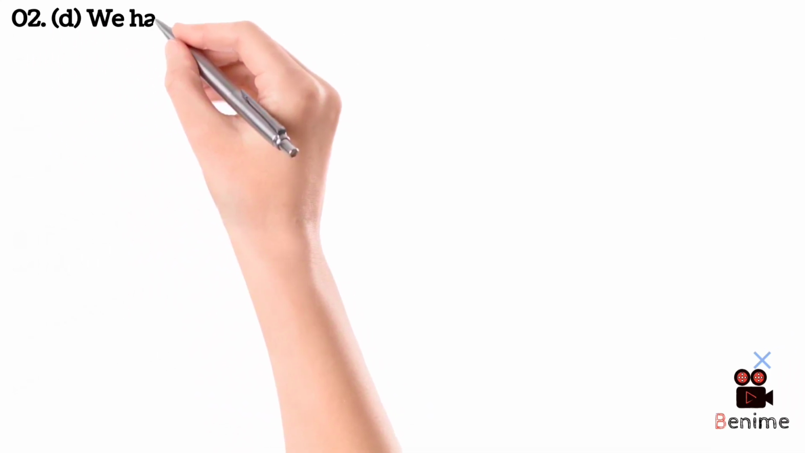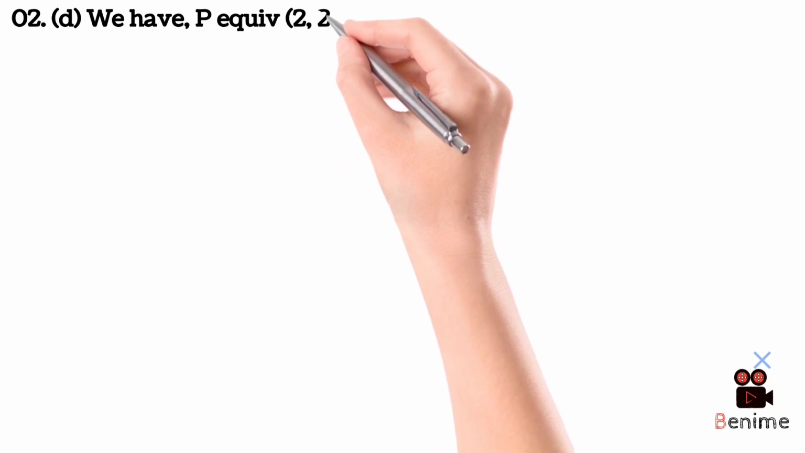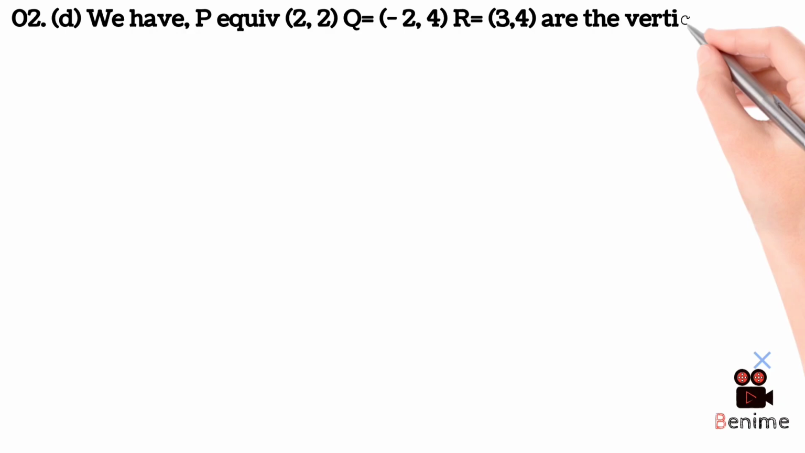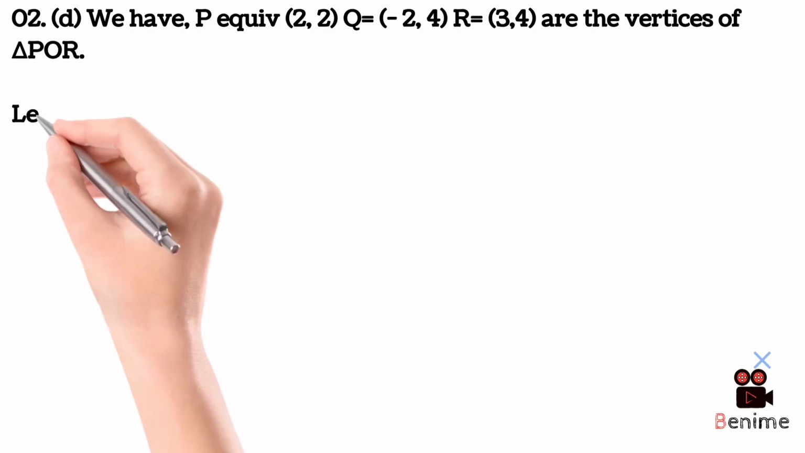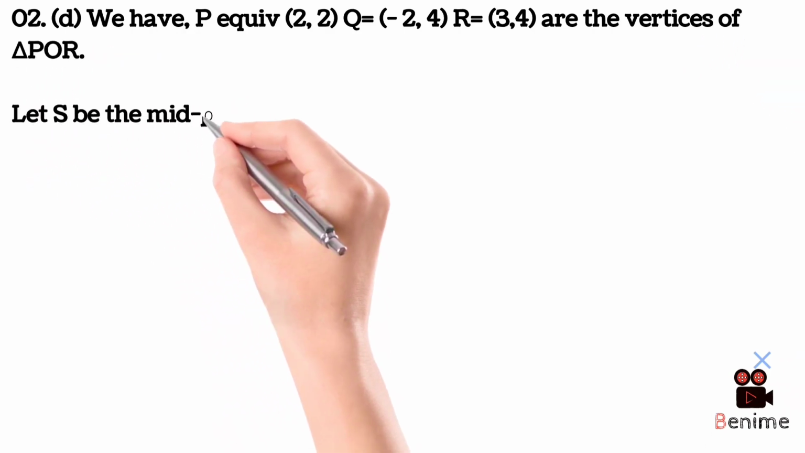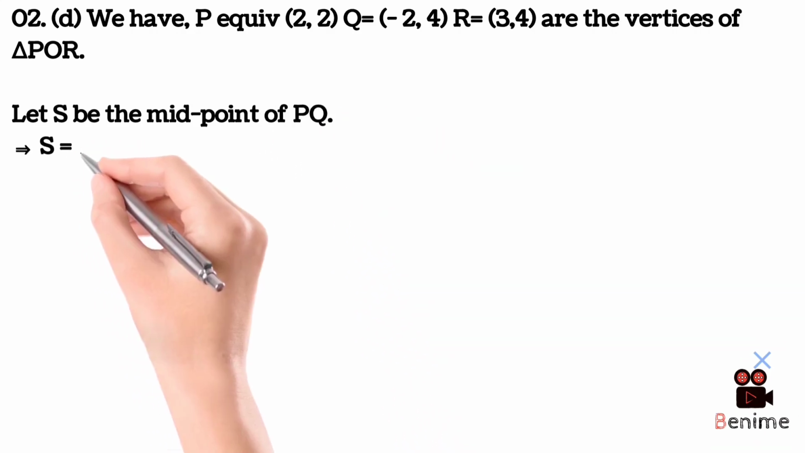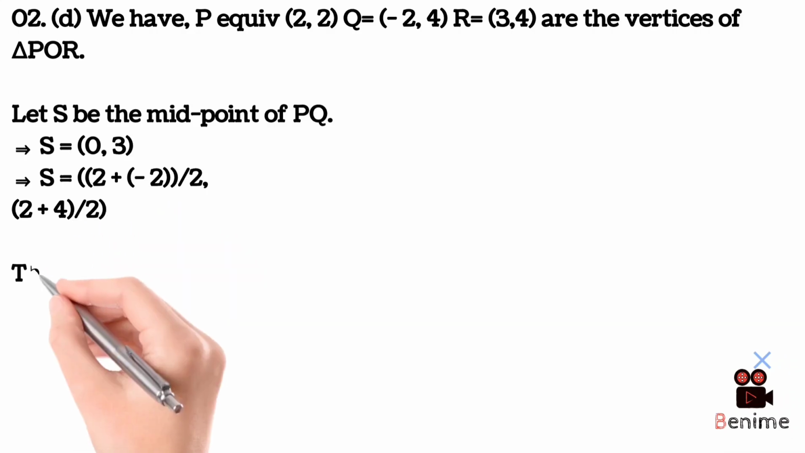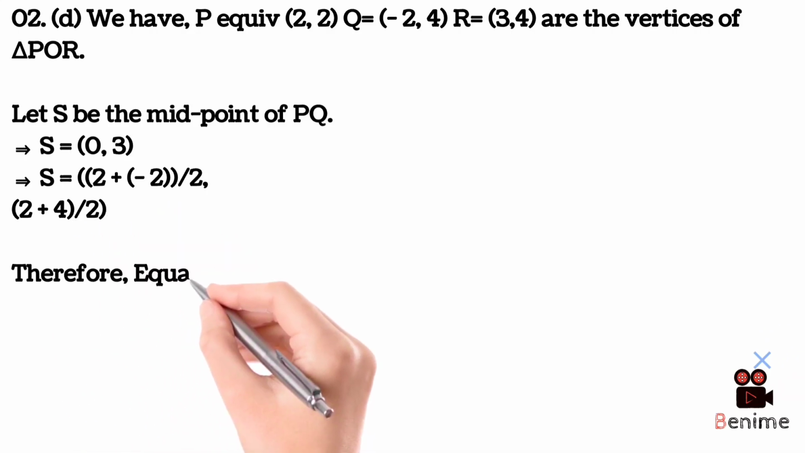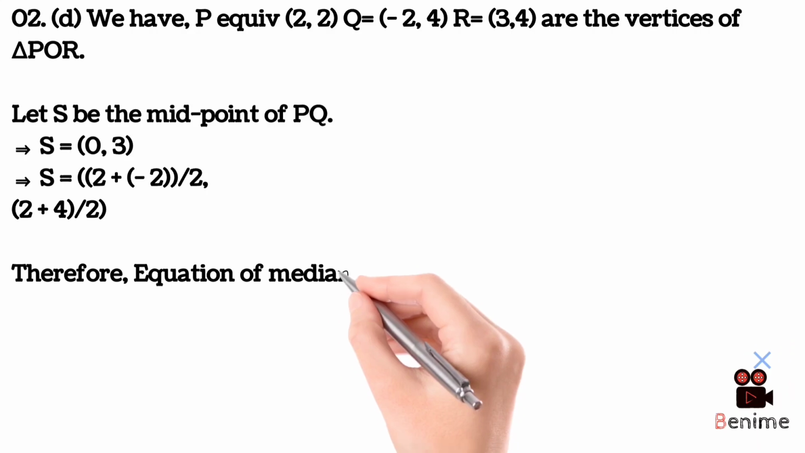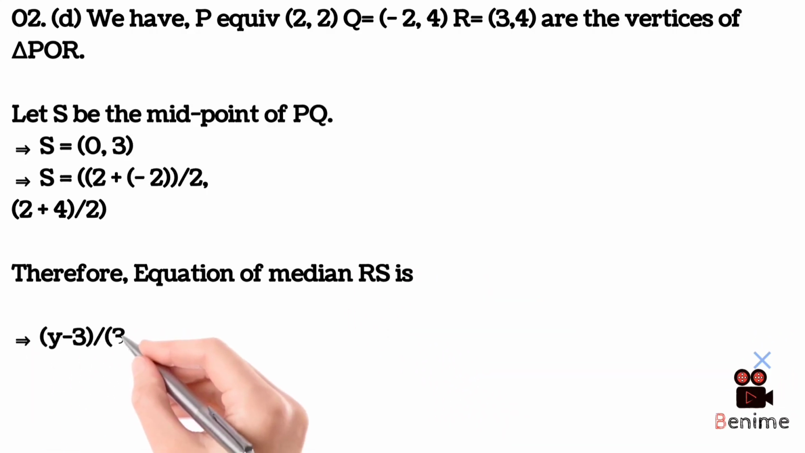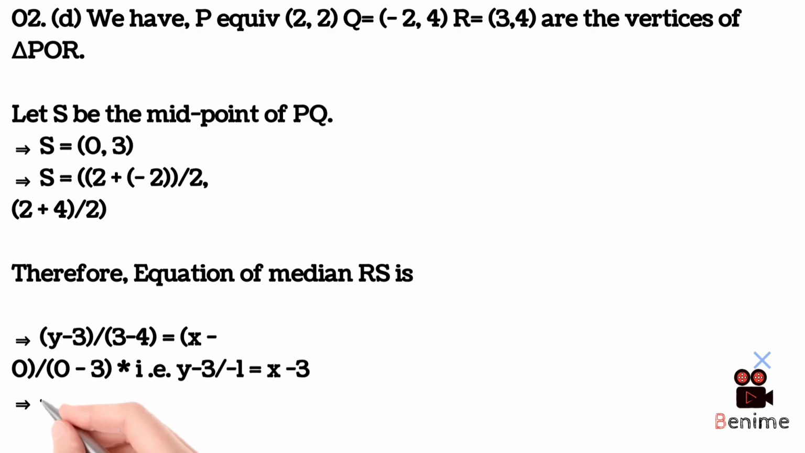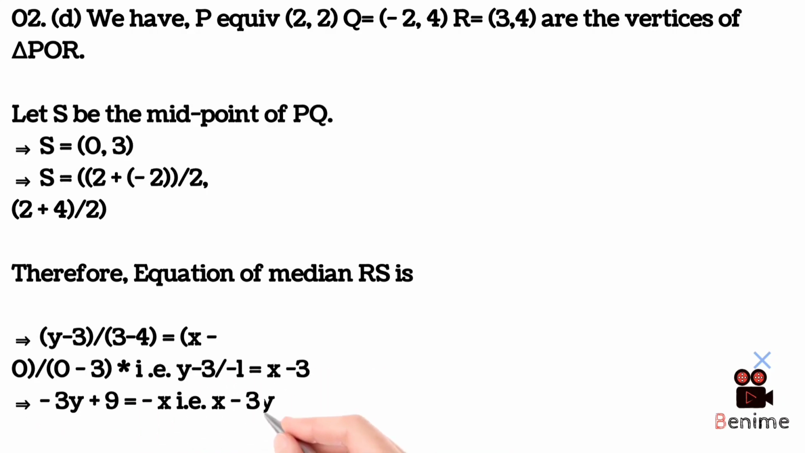Q2. D. We have P(2, 2), Q(2, 4), R(3, 4) as the vertices of triangle PQR. Let S be the midpoint of PQ. This implies S equals (2 plus 2 over 2, 2 plus 4 over 2), so S equals (2, 3). Therefore, the equation of median RS is y minus 3 equals (3 minus 4 over 3 minus 2)(x minus 0), i.e. y minus 3 equals minus 1 times (x minus 3). This implies 3y plus 9 equals x, i.e. x minus 3y plus 9 equals 0.